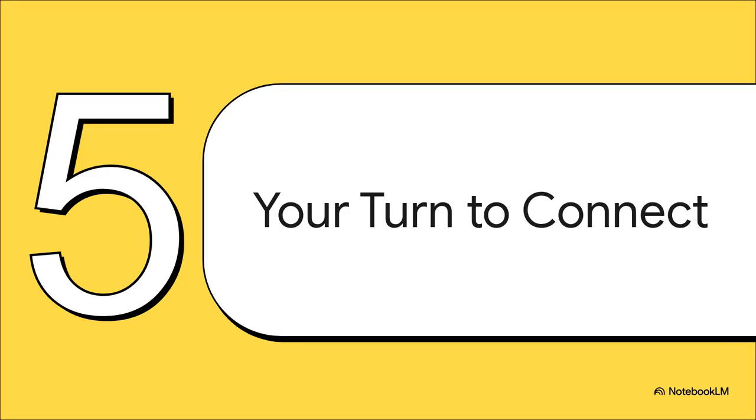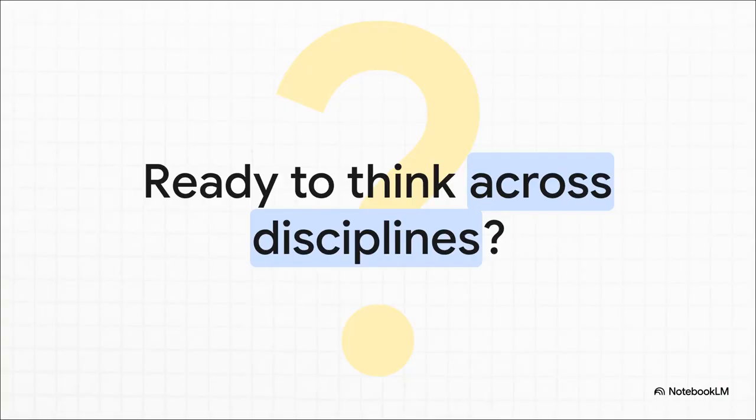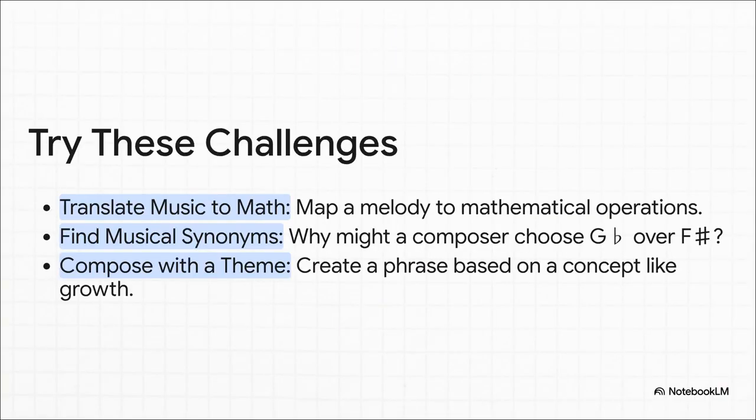Now, seeing these patterns is one thing, but actually playing around with them is where the real fun begins. So now, it's your turn to make some of these connections for yourself. So what do you say? Ready to try thinking across these different fields? Here are a few fun challenges to get you started. Try taking a simple tune, like Twinkle Twinkle Little Star, and mapping it out as a sequence of math operations. Or find a piece of music and try to figure out why the composer chose to write G-flat instead of F-sharp. You could even try composing a little melody based on an idea like, say, exponential growth. This is how you can really start to see that hidden logic in action.